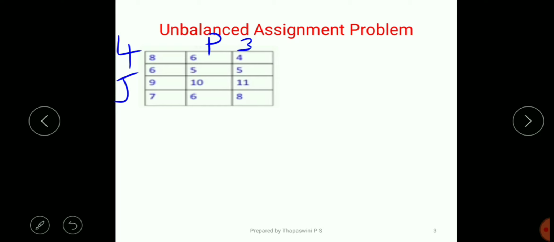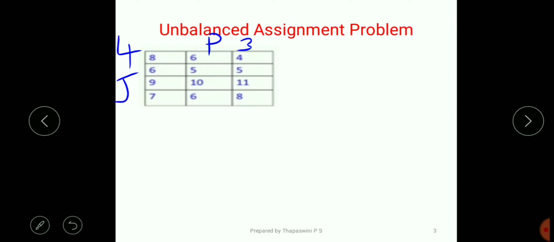in a situation where there are unequal numbers of jobs and people, or unequal numbers of 2 different entities, because as we have already mentioned, it need not be jobs and people all the time. It can be jobs and machines, it can be subjects and professors, it can be companies and projects, it can be companies and tasks, it can be students and projects, but here we have an unequal number of these 2 entities.